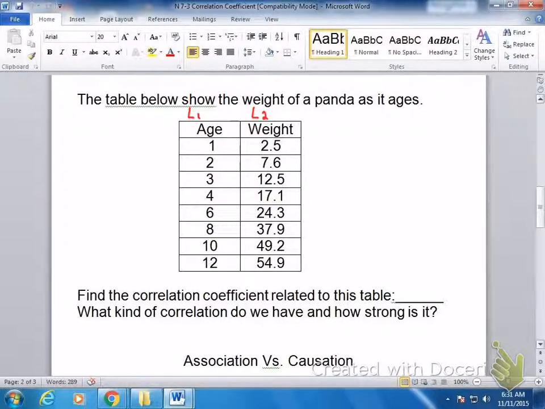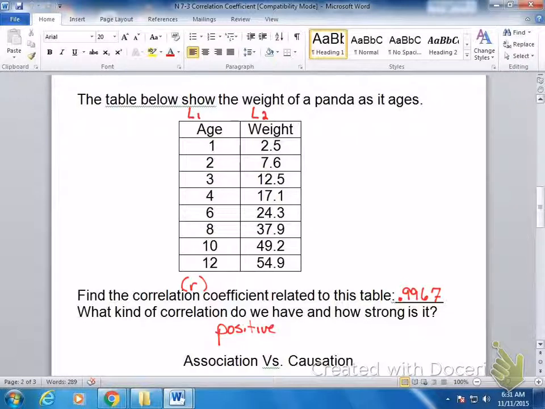So remember, we are looking for the correlation coefficient. And remember, that is our R value. It's not capital R, it's lowercase r. So all I want out of this is the R value. If you got it, you should have gotten 0.9967. Now, we want to kind of figure out what kind of correlation we have and how strong it is. Well, the first thing is, are we in the positive or the negatives? Well, we are in the positive, so it's going to be a positive correlation.